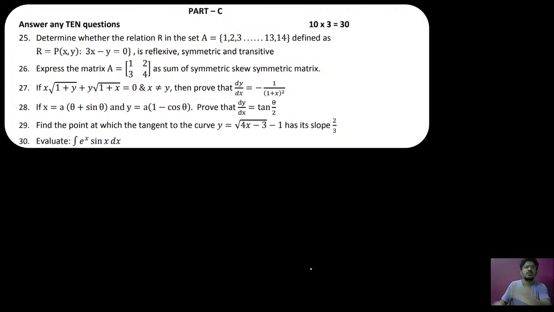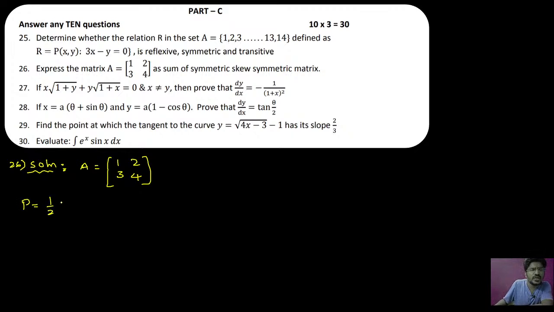Next we can go for 26. You just see the 26th problem, that is express a matrix A equal to 1 2 3 4 as sum of symmetric and skew symmetric.